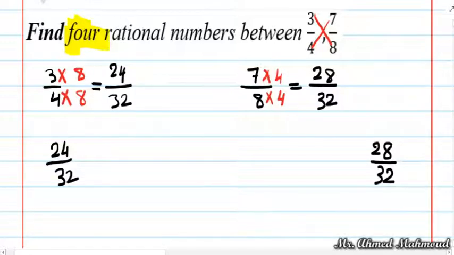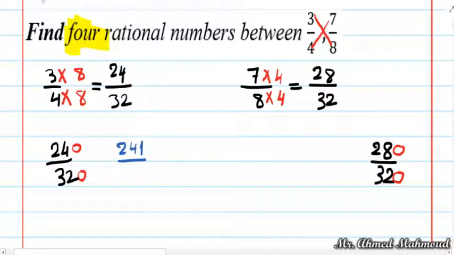Like this, 24 times 10 will be 240, and 32 times 10 is 320. The second fraction, we are going to do the same by multiplying up and down by 10. It will be 280 over 320. Okay, now we have 240 and 280. Between them there are many numbers. Okay, I will choose only four numbers.